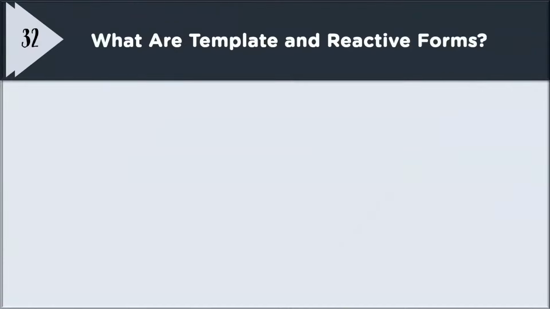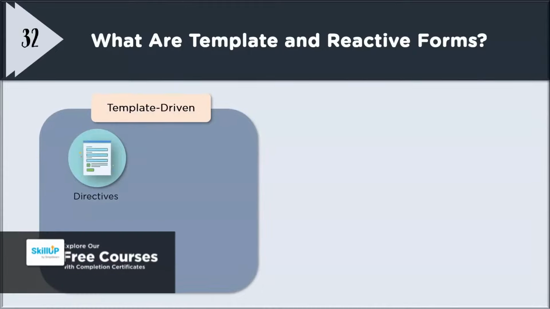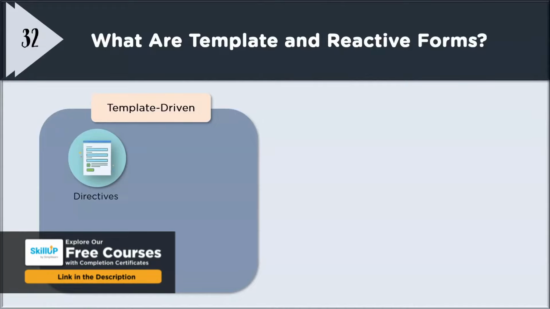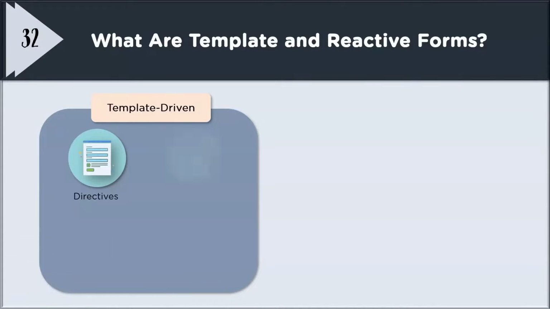Next up, what are template and reactive forms? So there are two different methods to create forms. We have the template driven approach and we have the reactive form approach. So let's have a look at them. In case of template driven approach, the conventional form tag is used to create forms. Angular automatically interprets and creates a form object representation for this tag. Controls can be added to the form using the ngModel tag. Multiple controls can be grouped using the ngControlGroup module.